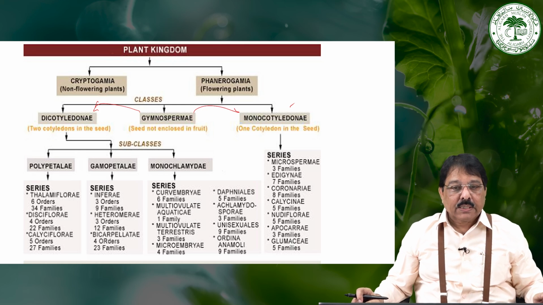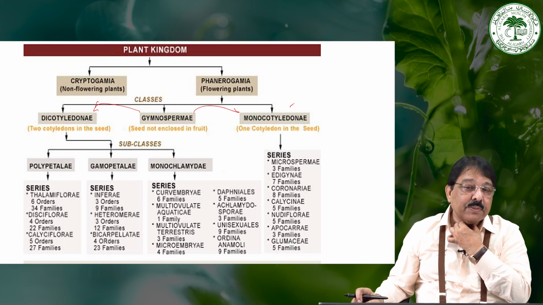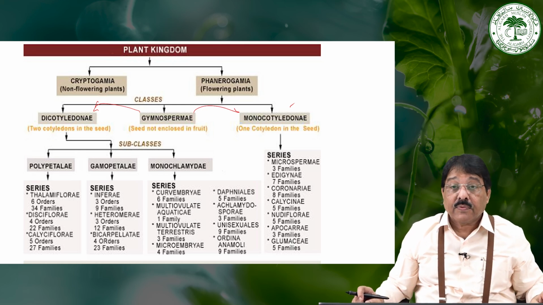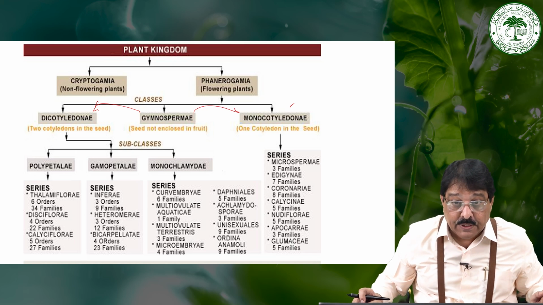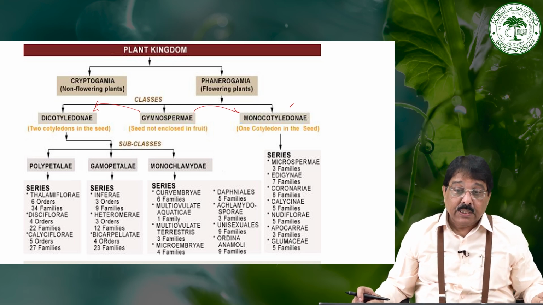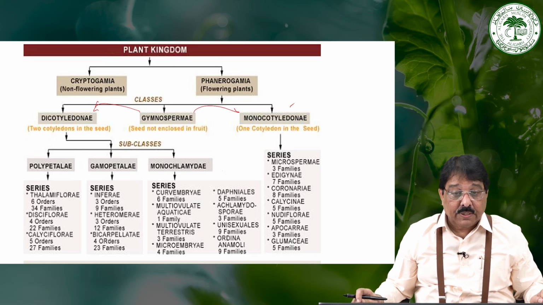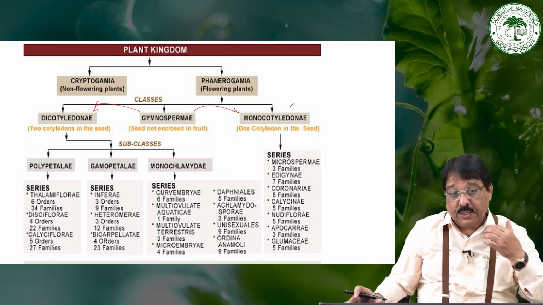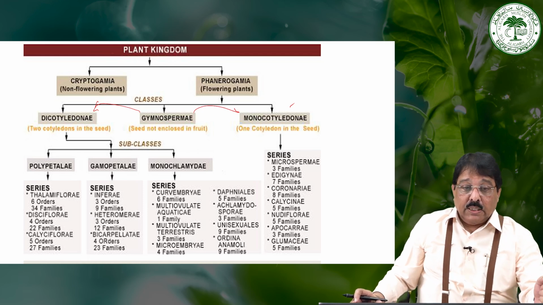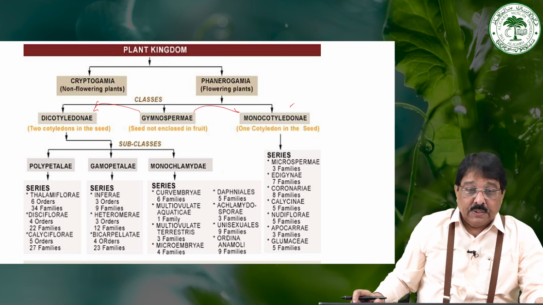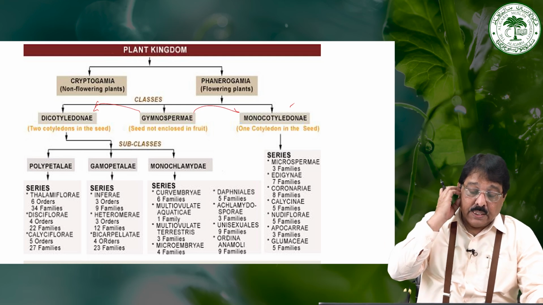Hypogynous, perigynous, and epigynous. In case of the epigynous, the ovary will be completely inferior, while in case of the perigynous, it is half superior and half inferior. While in case of the hypogynous, the ovary will be completely superior. On that basis, we can identify the thalamiflorae, disciflorae, and calyciflorae.